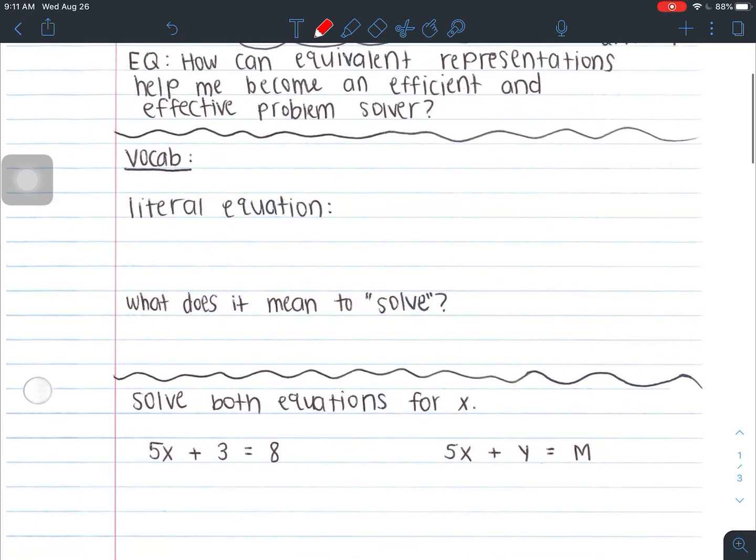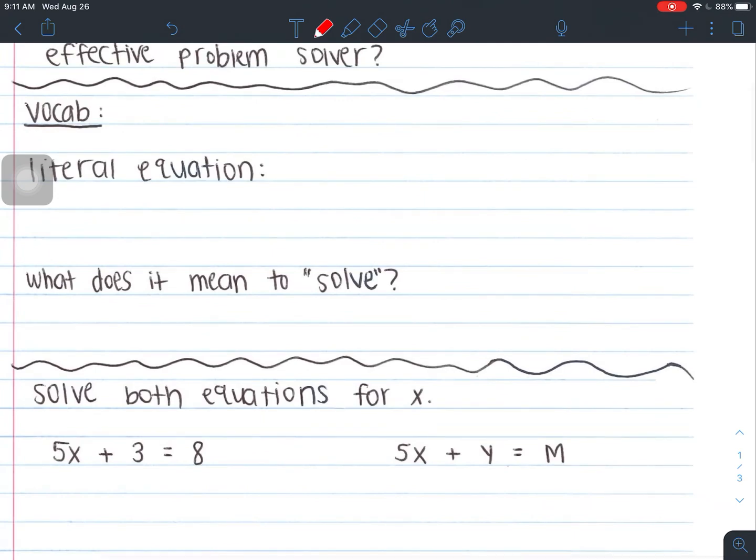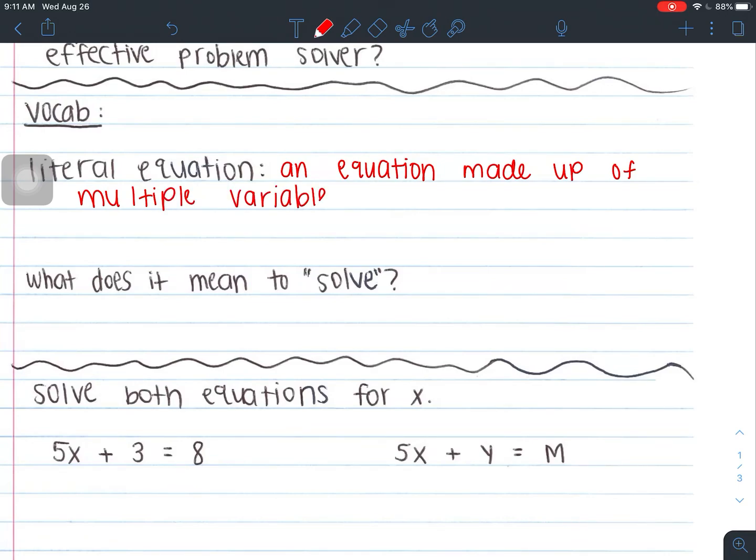So let's go over what is a literal equation. A literal equation is an equation made up of multiple variables. So this could mean that it's made up of 2 variables, 3 variables, however many. So it's basically more than one. So instead of just dealing with one variable and getting that one variable by itself, you're going to have a few variables and ask to isolate one of them.